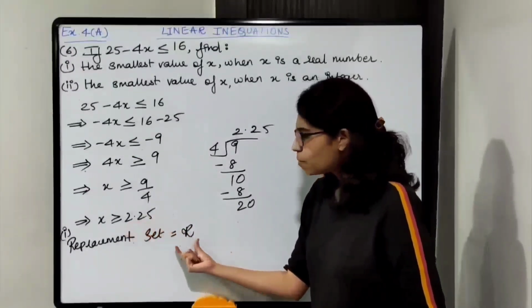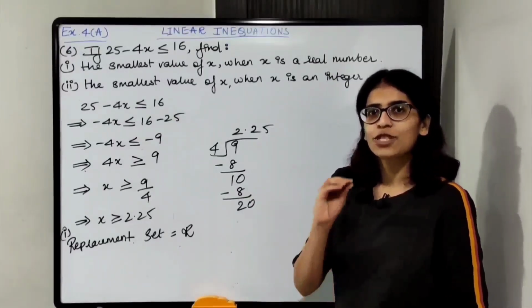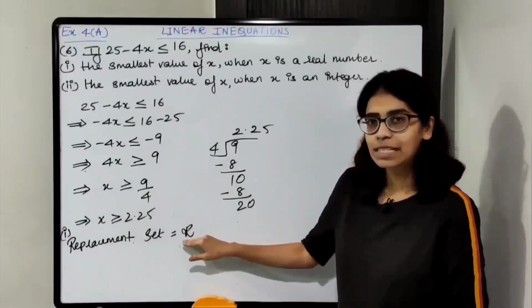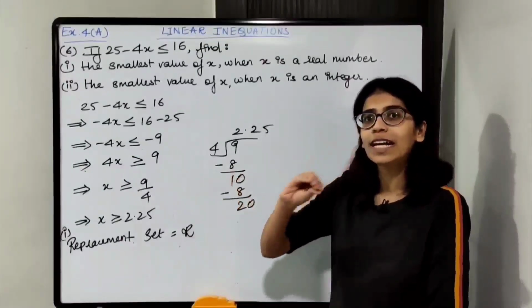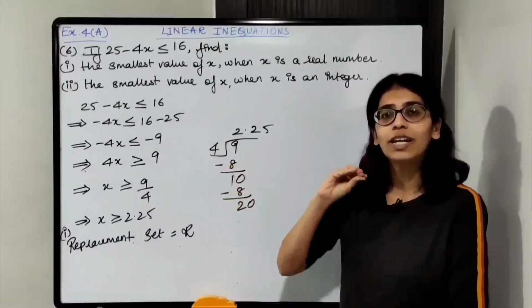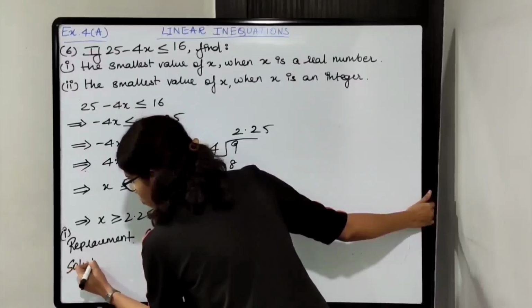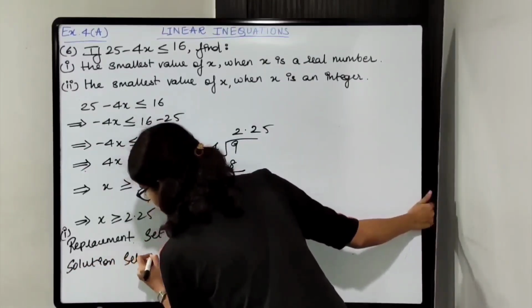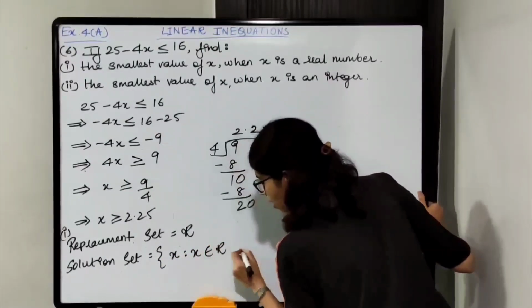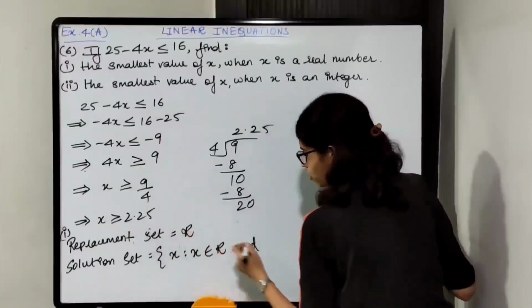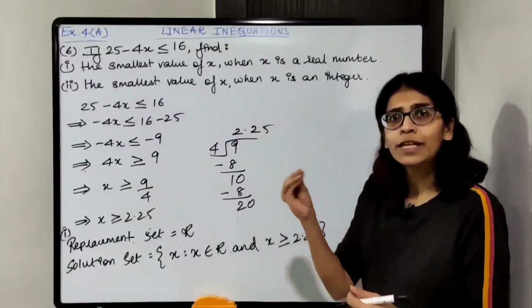So 2.25 is also part of real numbers. Now what will be the solution set? Whenever the solution is a part of real numbers, how do you write it? Kaun se format mein likhte hain solution set? You write it in set builder form. So what will be the solution set for x? It will be x such that x belongs to R and then write down the condition, greater than or equal to 2.25. Because over here you cannot write every individual value.